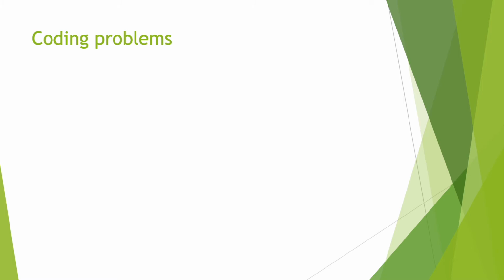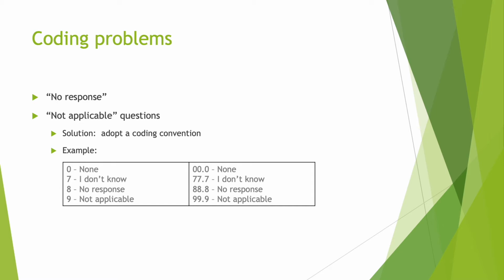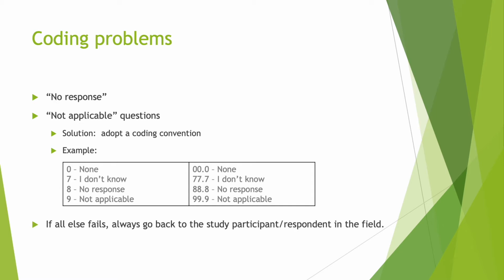Now, whether we like it or not, we may encounter problems with coding. That is, after all, a reality of research. One would be the problem of non-response to certain questions. Another would be the presence of questions that may not be directly applicable to particular respondents or study participants. For these issues, a suggested solution would be to adopt a coding convention to be used for the entirety of the questionnaire, wherein coding options are provided for no response and not applicable categories. Of course, if all else fails, always go back to the study participant or respondent in the field whenever necessary to obtain answers for questions they failed to answer.